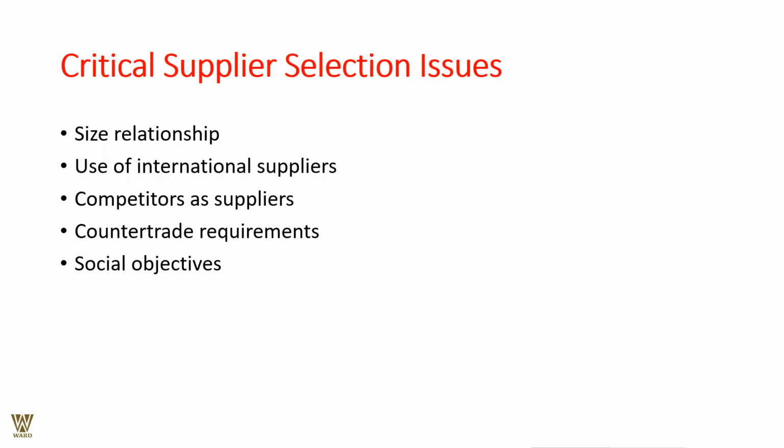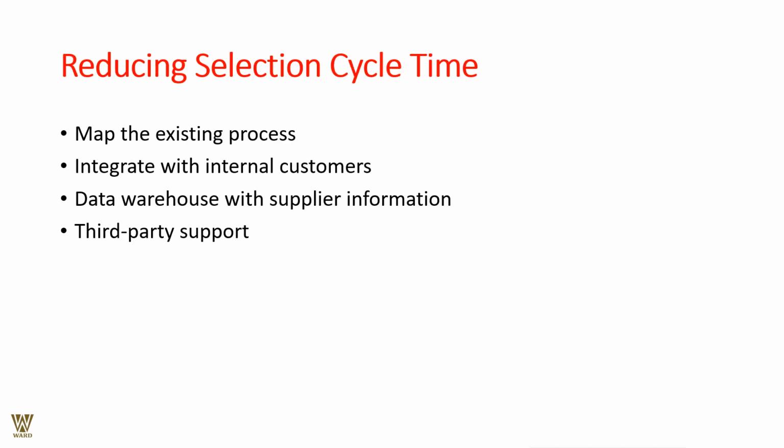A critical supplier selection issue is the size relation. Consider the use of international suppliers based on size, credibility, reputation, competitors as suppliers, counter trade requirements, and social objectives. Often your competitors can become an add-on to your business because it benefits everyone in the long run to be sustainable. Next, reducing selection cycle time.